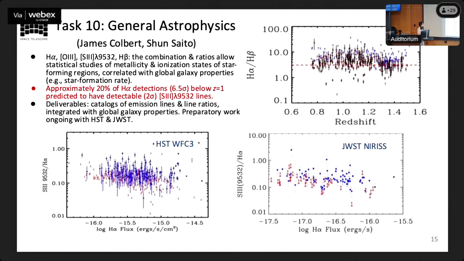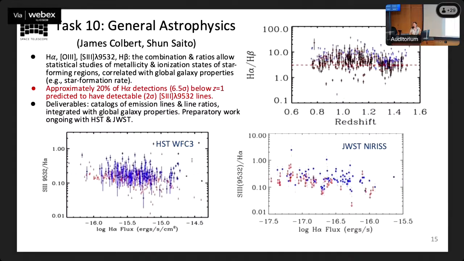The good news is that James Kober found that about 20% of those H-alpha emitters at redshift below 1, 9 million of them, right? 20% of them have a detectable sulfur-3 line. So yay, we just boosted the number of galaxies we can use for cosmology already.